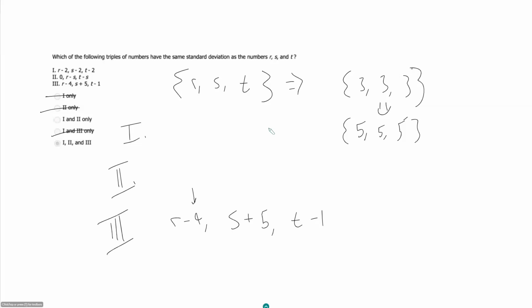And therefore, they're trying to get you to say, okay, that means your new set will have the same standard deviation. But hold on a second. We don't know anything about our values for r, s, and t. We don't know whether r is above the mean or below the mean or equal to the mean. So when we subtract 4 from it, we don't know if we are getting closer to the mean, which would reduce our spread, or if we are getting farther away from our mean, which will increase that spread. So the fact that these numbers here cancel each other out is irrelevant.